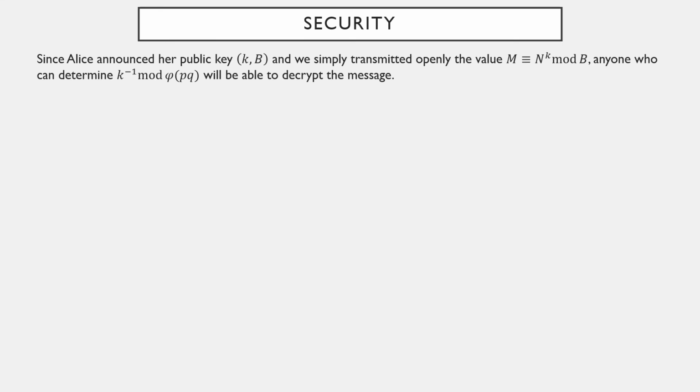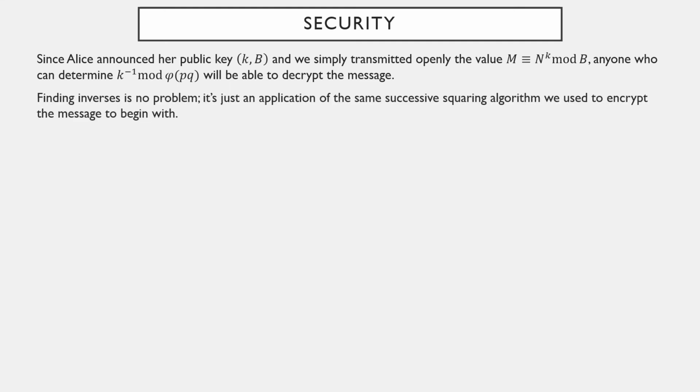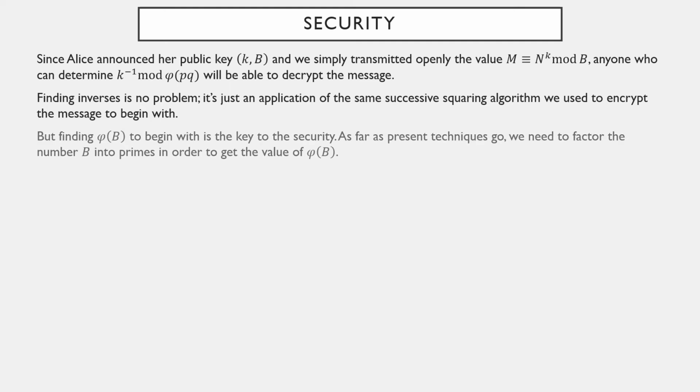What about the security of this algorithm? Now, Alice announced her public key, and we openly announced what our message was, n to the k modulo b. So if anyone can determine k inverse modulo phi of pq, they'll be able to decrypt the message. Finding inverses is no problem. It's just the same successive squaring algorithm. But finding phi of the base is the problem, as I've mentioned already a few times.